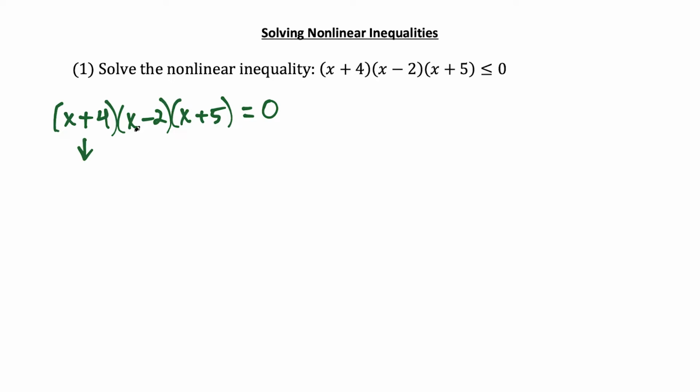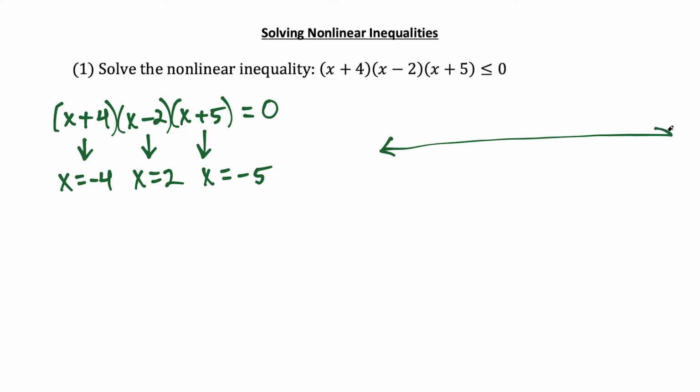So x plus 4 would give us a root of x equals negative 4. x minus 2, this factor would give us a root of x equals positive 2. And the last factor would give us a root of x equals negative 5. And from here, we're going to write these numbers on the number line. So we have negative 5, and then we have negative 4, and then we have positive 2.